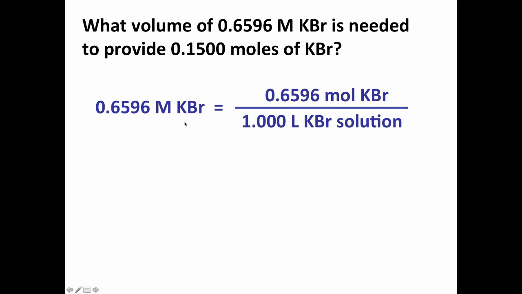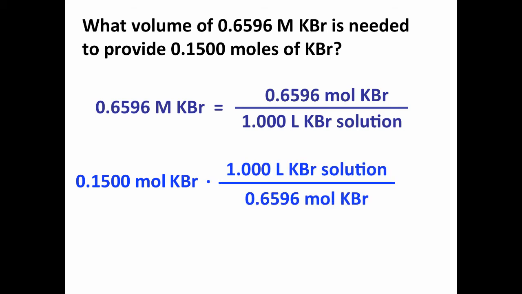And we note what our definition of molarity means, moles of solute per liter of solution, and specifically we're going to apply it to the known concentration of solution we have, which is 0.6596 moles of potassium bromide per 1 liter of solution. And here I'm writing it explicitly as a ratio, which can be used as a conversion factor. So we want 0.1500 moles of KBr, so that's the first thing we'll write down. And then our conversion factor allows us to convert from moles of KBr into liters of KBr solution.